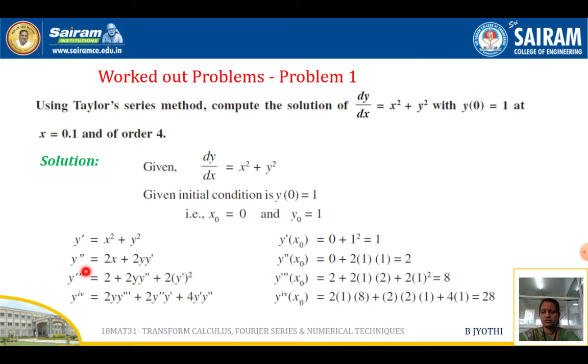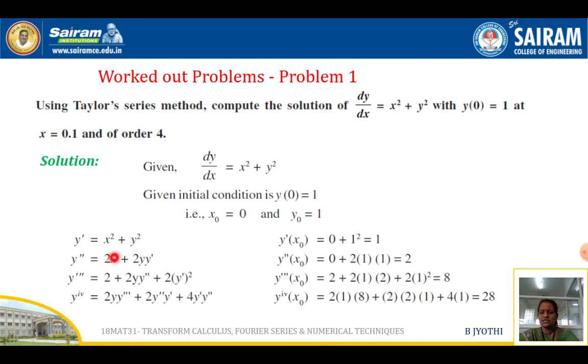Next, y double dash. Let us differentiate y dash in order to get y double dash. That gives us 2x plus 2y y dash. Again, substitute x0 and y0 in the place of x and y and also y dash naught. That gives us y double dash of x0 on substitution: 2 into 0 plus 2 into 1 into 1, because y is 1 and y dash is also 1. On substitution and simplification we get the value as 2.